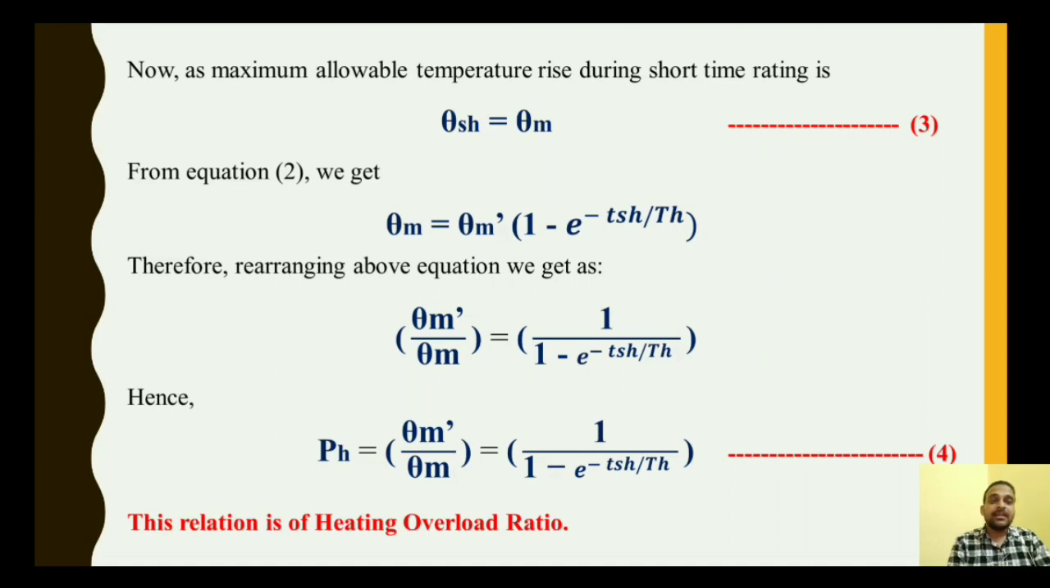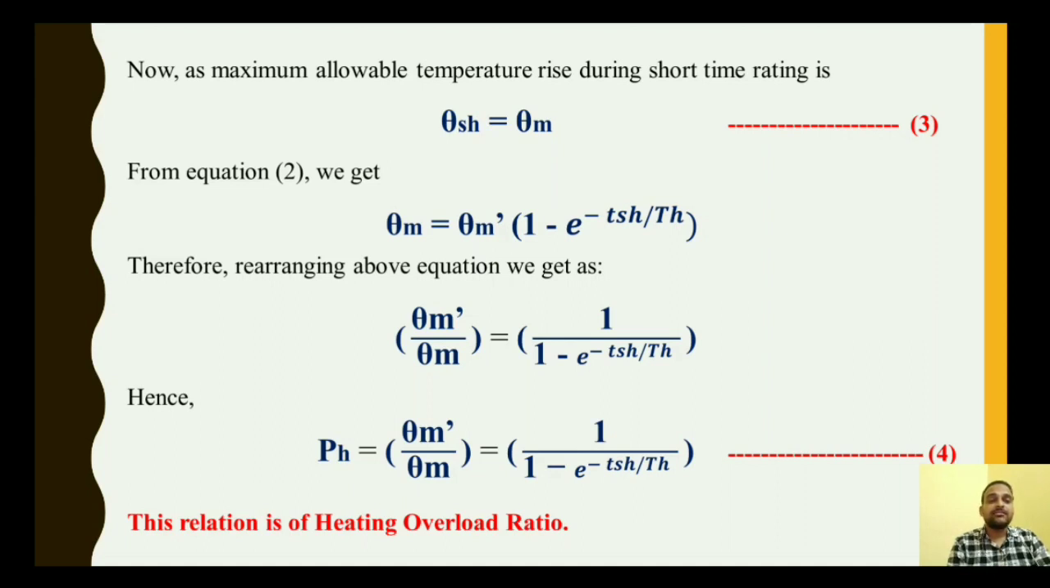Therefore, rearranging the above equation, theta m dash moves to the left hand side and theta m moves to the right hand side. So we can see theta m dash upon theta m equals 1 upon 1 minus e to the power minus tsh upon th. So we got a relation, where theta m dash represents the maximum temperature of the short time rating, and theta m represents the maximum value of temperature for the continuous rating.